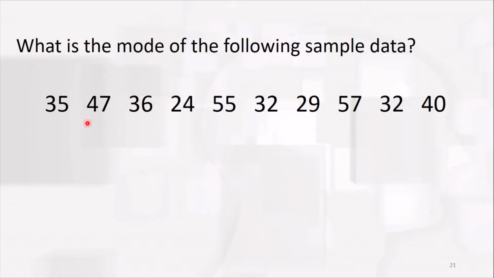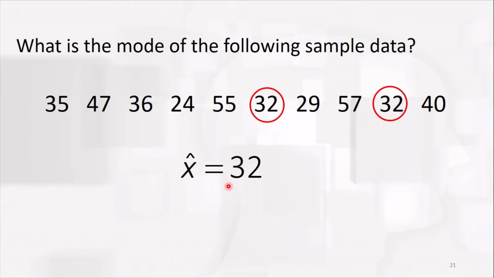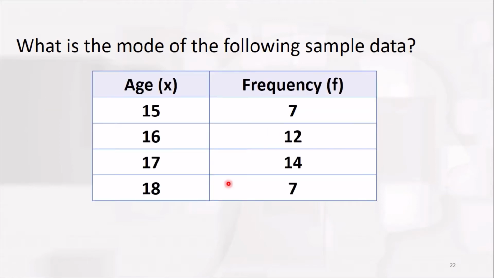Now let's have this example. What is the mode of the following sample data? Okay, saan ba dyan yung maraming frequency? Yung naulit-ulit. So we have 32. So 32 has 2 frequencies. So therefore, the mode will be 32. So, ganun lang kasimple ang pagkuha ng mode. Let's have this one. Paano naman pag ganyan yung given? So, you just have to take a look at the highest frequency, and here in the given data, the highest frequency is at age 17 because the frequency is 14. So, the mode then is 17.